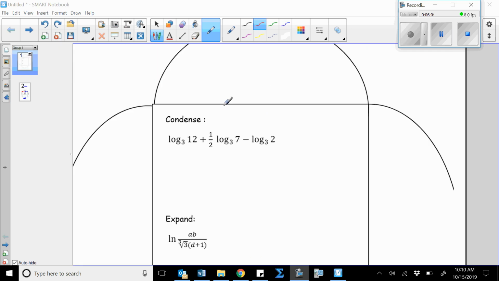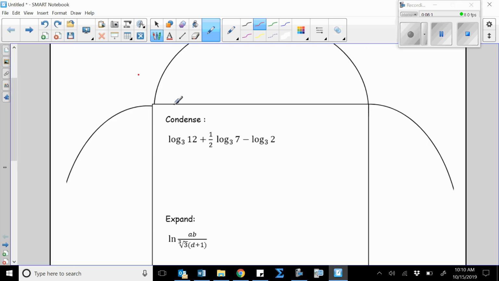Now we are going to use the rules that we learned in condensing or expanding some logs. The first one, we have log of 12 plus 1/2 log of 7 minus log of 2, and the base for all of them is 3. Notice that the bases should all be the same, otherwise you cannot do anything with these logs.